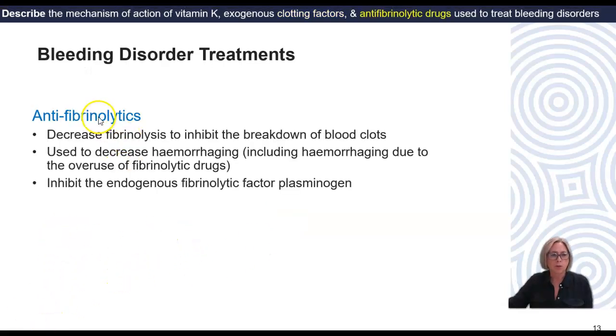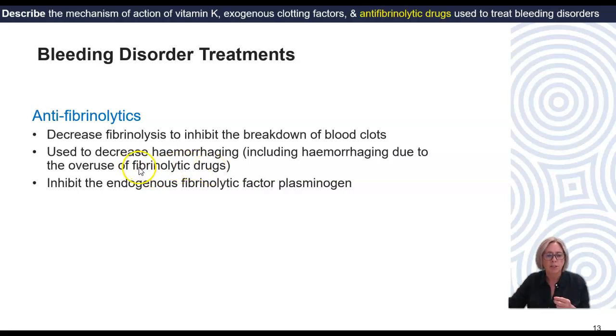Antifibrinolytics can also be used. Remember, a fibrinolytic is something that's going to dissolve a clot. So an antifibrinolytic will decrease fibrinolysis to inhibit the breakdown of blood clots. They're used to decrease hemorrhaging, and this can include hemorrhaging due to the overuse of a fibrinolytic drug.